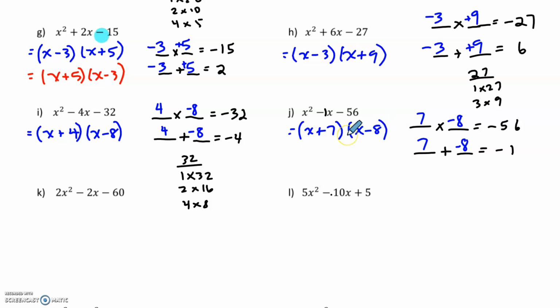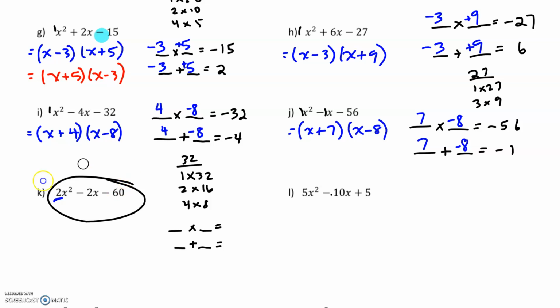And then on to K. Now I want to point out, K has a 2 out front. Every question we did, A through J, in front of x squared, the coefficient, is always 1. So I can't factor this using the chart, using what times what equals negative 60 and what plus what equals negative 2. I can't use that until I have a trinomial where A is 1.